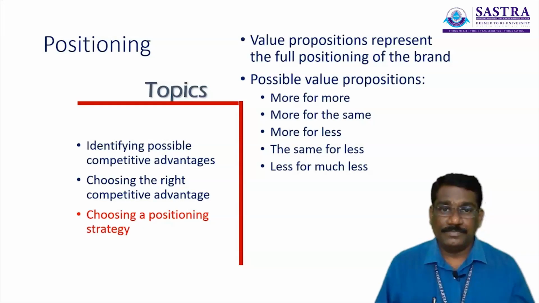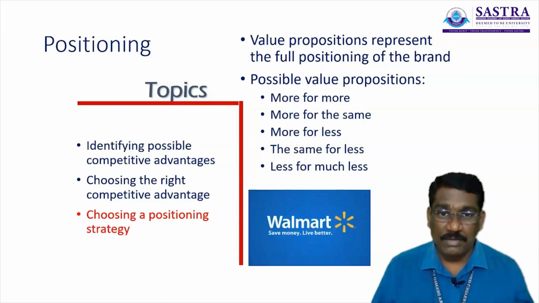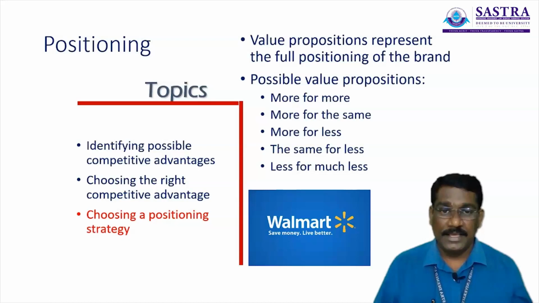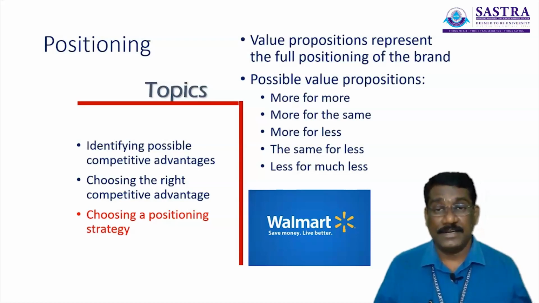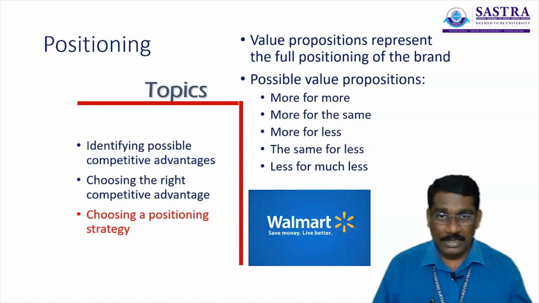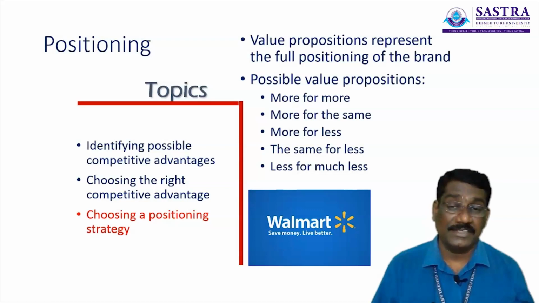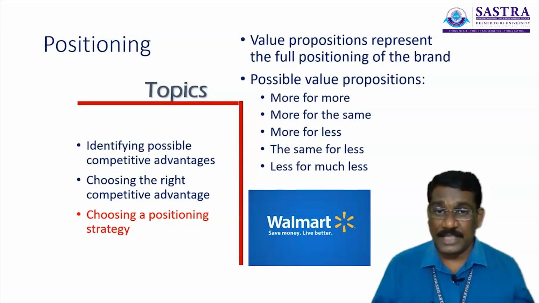Clear? So I can quote an example of Walmart. Walmart stands for more for less, right? Walmart is considered to be everyday low pricing. So you get more products for less price. They enjoy the economies of scale. They procure raw material directly from the suppliers, I mean the producers, and they cut down the intermediary cost, and they pass on those savings to the customer. That's the way they position themselves.